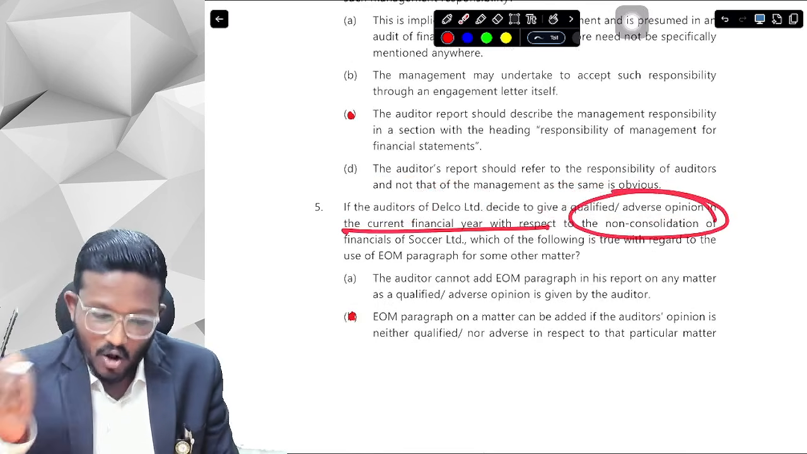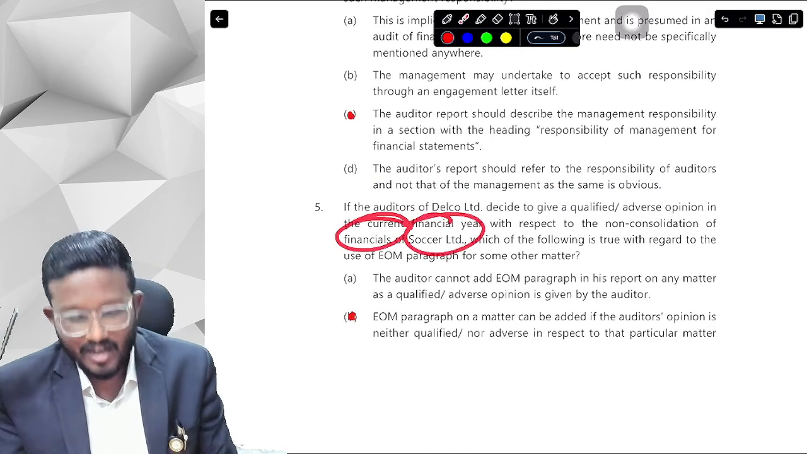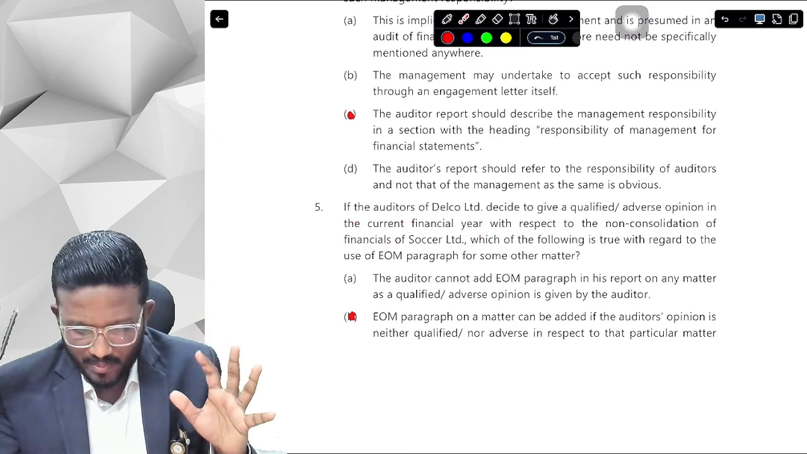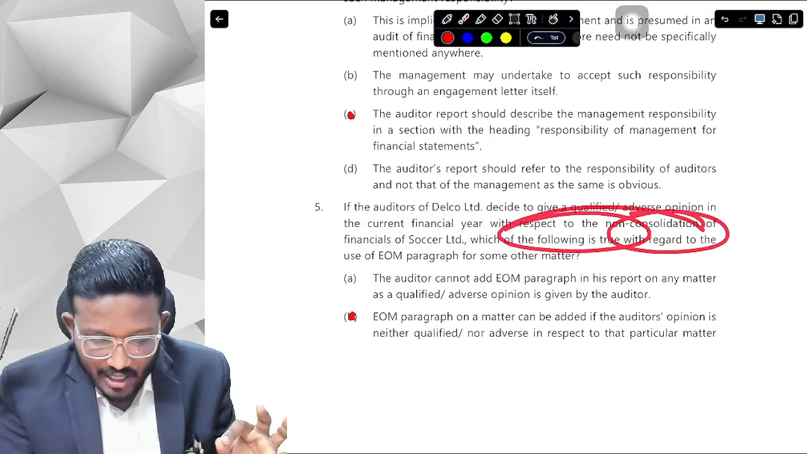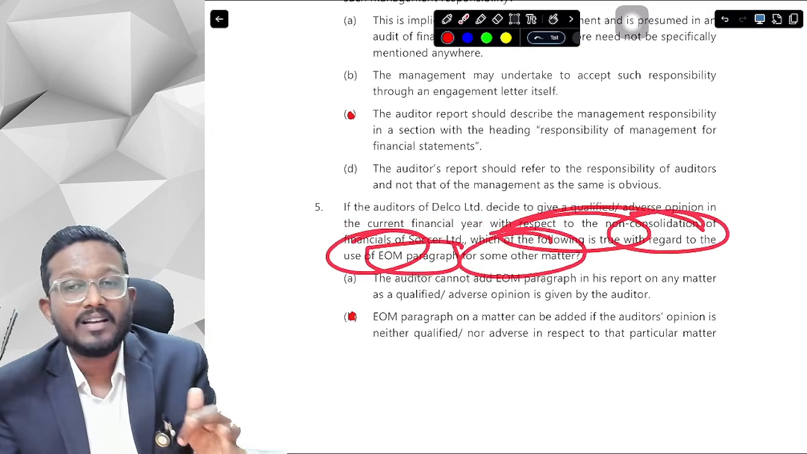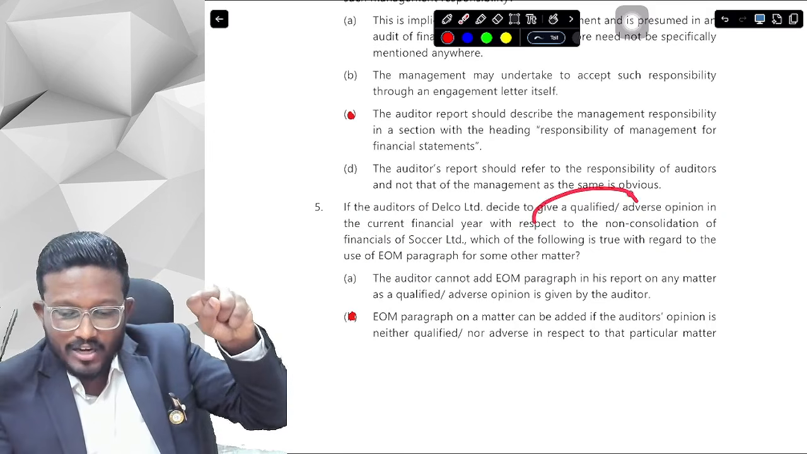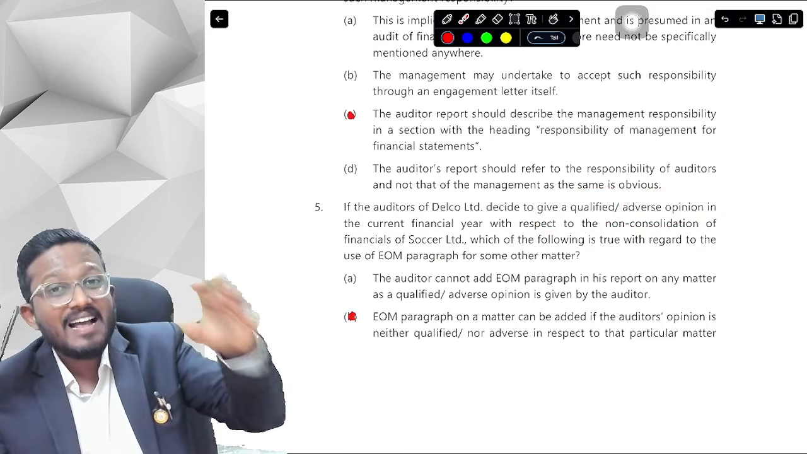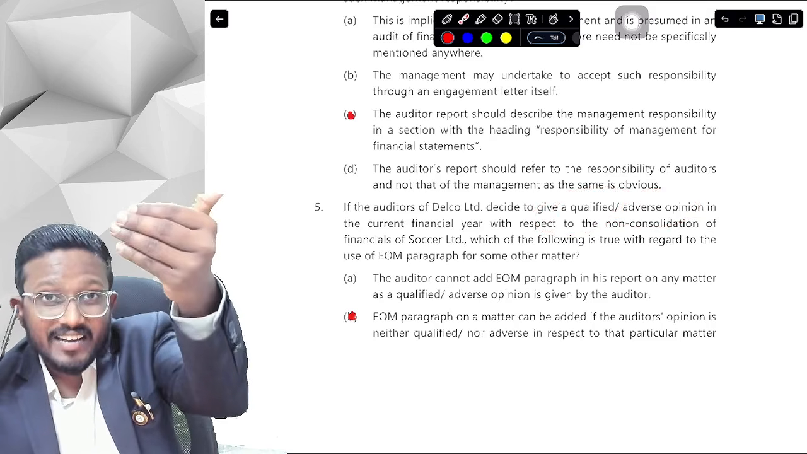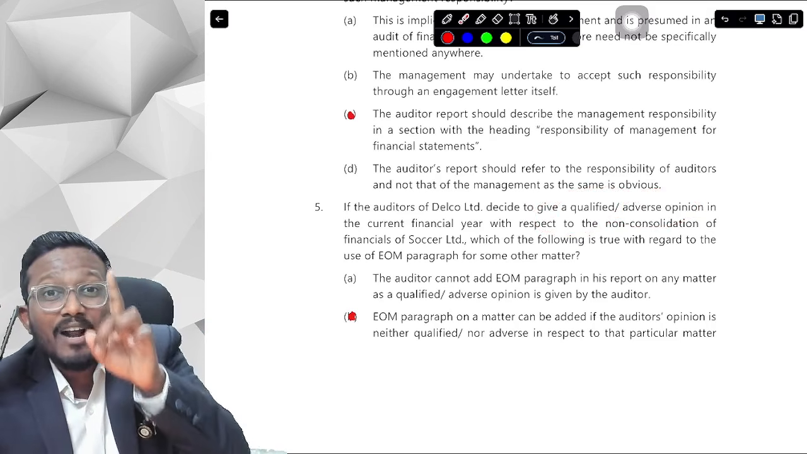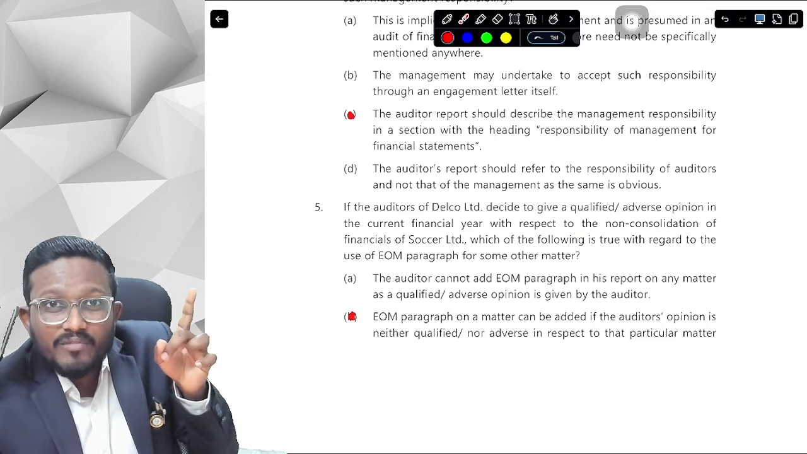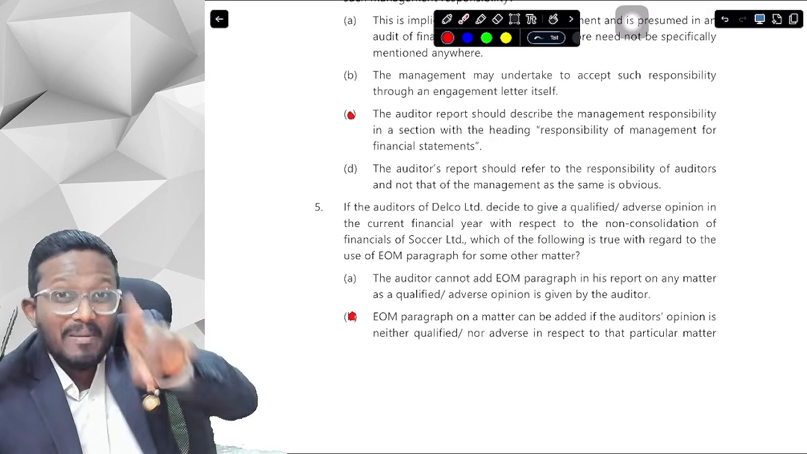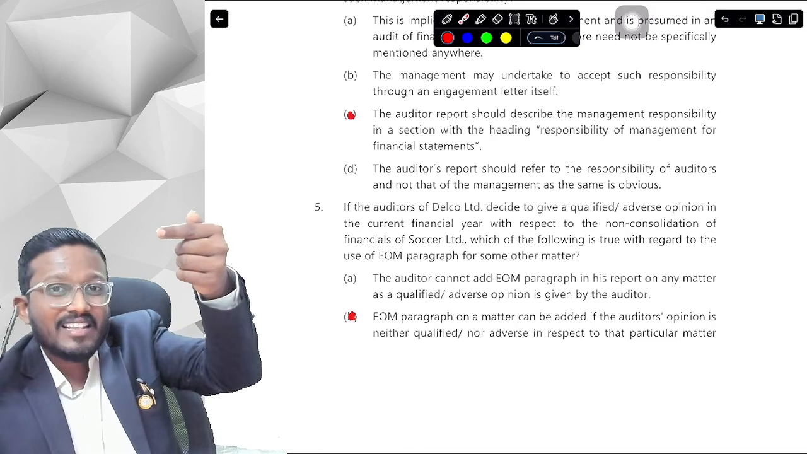Next, if the auditors of this company decided to give a qualified or adverse opinion in the current financial year with respect to non-consolidation of the financial statements of Soccer, it means we are planning to give a modified opinion. Which of the following is true with regard to use of EOM paragraph for some other matter? If we are planning to use a qualified or adverse opinion for this particular matter, can I give an EOM paragraph for any other matter? Yes. An EOM paragraph cannot be given for the same matter for which you have to give modification of opinion. But if you want to give an EOM paragraph for any other matter, you can give.